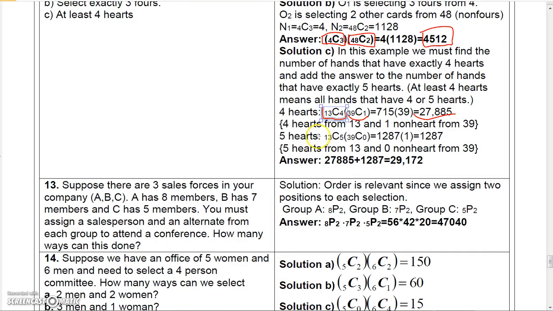And then figure out how many hands have exactly 5 hearts. So that would mean out of the 13 hearts choose 5, and out of the 39 other cards choose none, and that's 1287. And then you have to add these 2 numbers together to get the total number of hands that have at least 4 hearts.